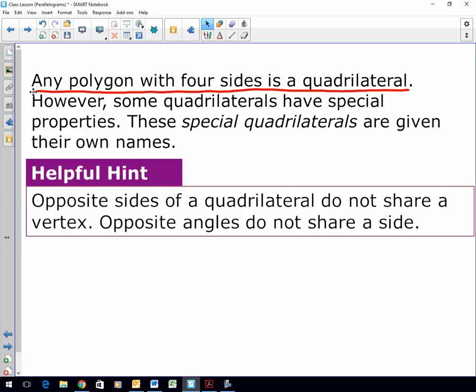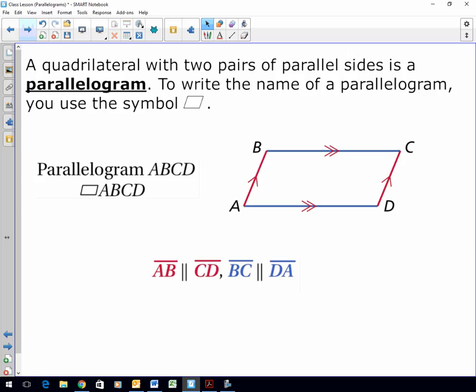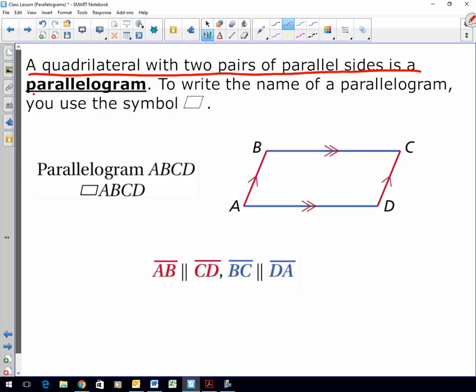A quadrilateral has how many sides? Four. What do we call a four-sided polygon? A polygon with four sides is called a quadrilateral. There are some quadrilaterals that are special, and we call these special quadrilaterals parallelograms.